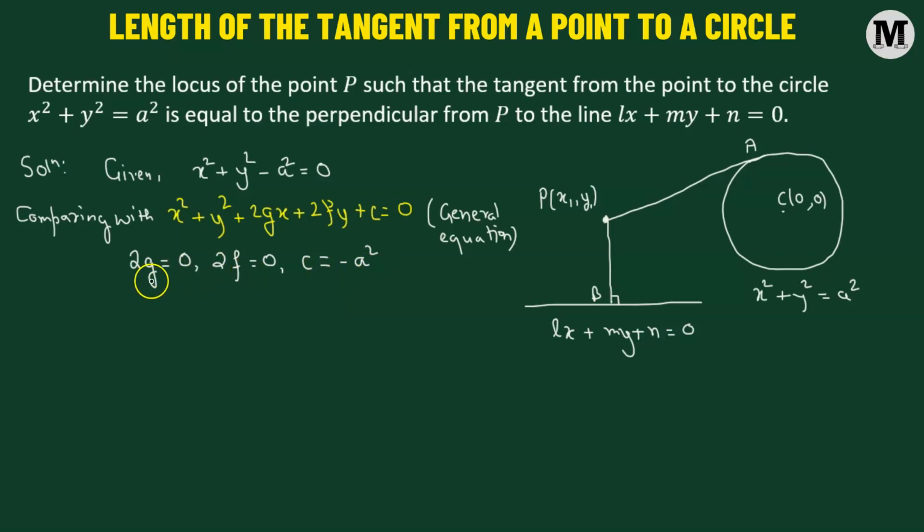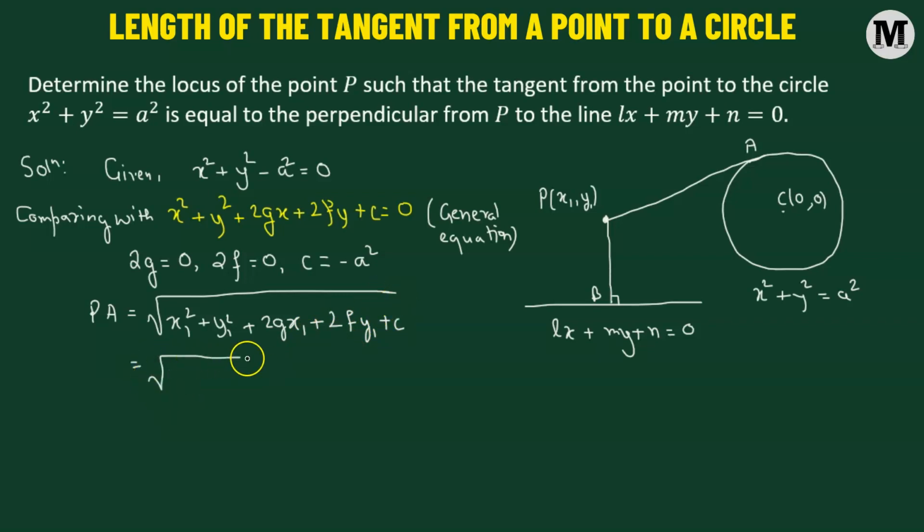The reason we're trying to find out the value of 2g, 2f and c is because the length of the tangent PA from the point P will be given by the square root of x1 squared plus y1 squared plus 2gx1 plus 2fy1 plus c. So we'll substitute these values. We're going to get the square root of x1 squared plus y1 squared. Now 2g and 2f are 0, so we're only left with plus c. And since c is negative a squared, we have minus a squared. This is going to be the length of the tangent from point P to the circle. We're going to label this as number 1.